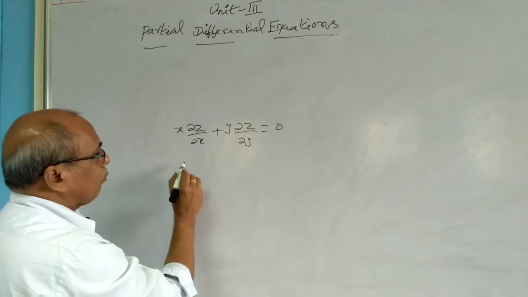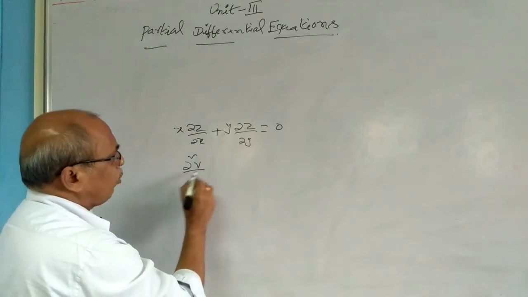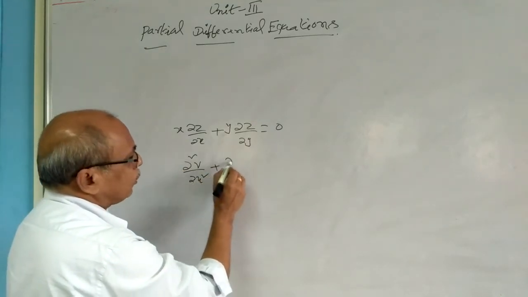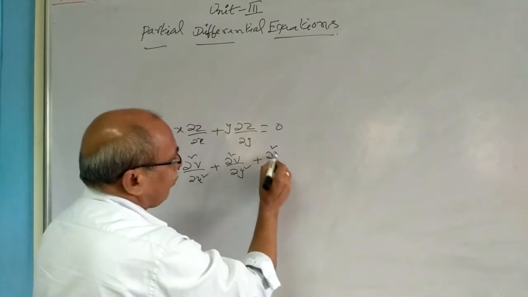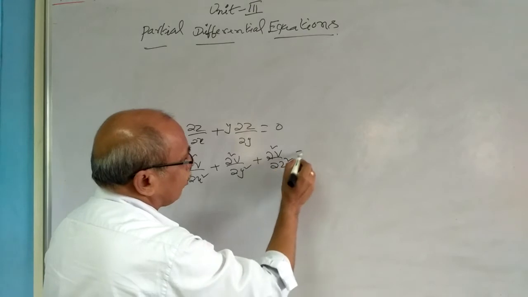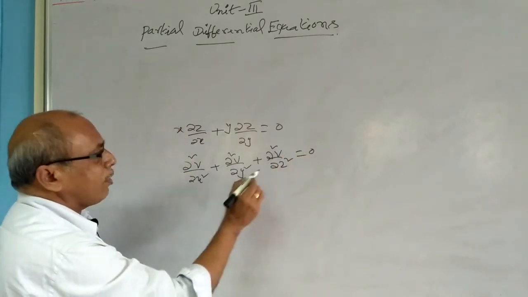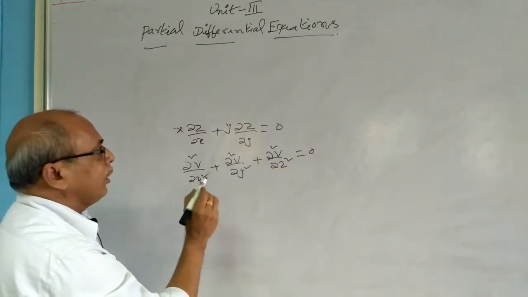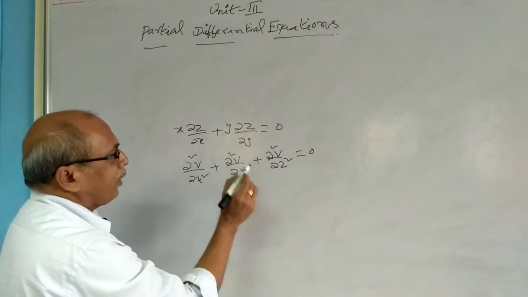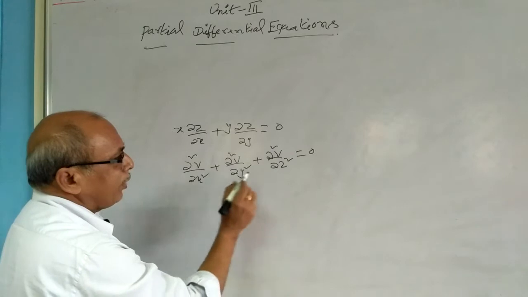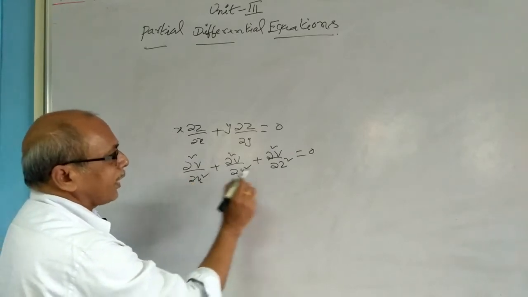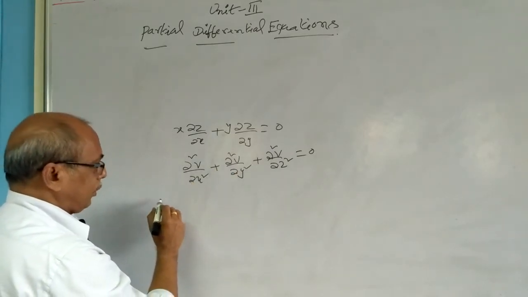Another example, ∂²v/∂x² + ∂²v/∂y² + ∂²v/∂z² = 0. So this is the second order partial differential equation in which v is the dependent variable and x, y, z are independent variables.